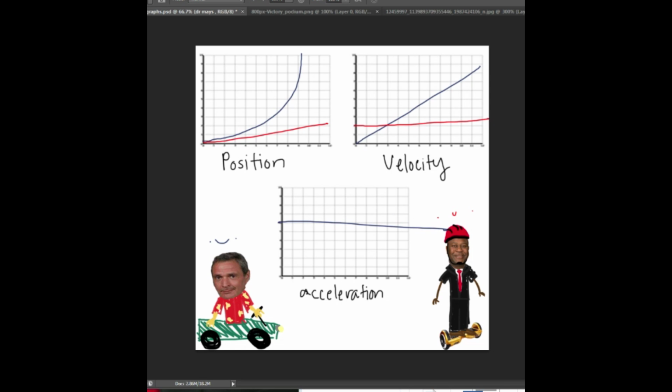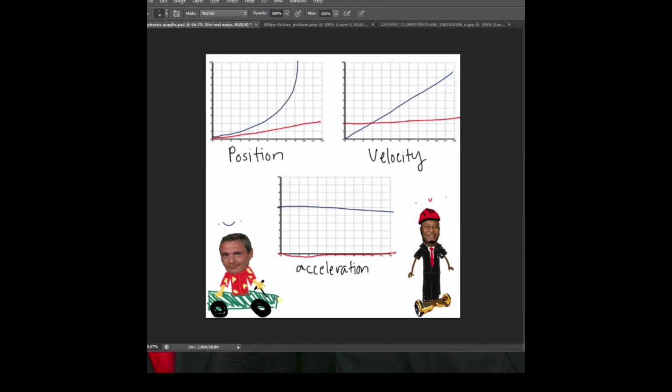I have to redo that. Looking back at our velocity graph, we see that Dr. Mays travels at a constant velocity. This uniform velocity means that Dr. Mays travels with zero acceleration. So we represent this on the graph with a straight line on 0. There we go. Now that we have all of our information, it's time to analyze it.